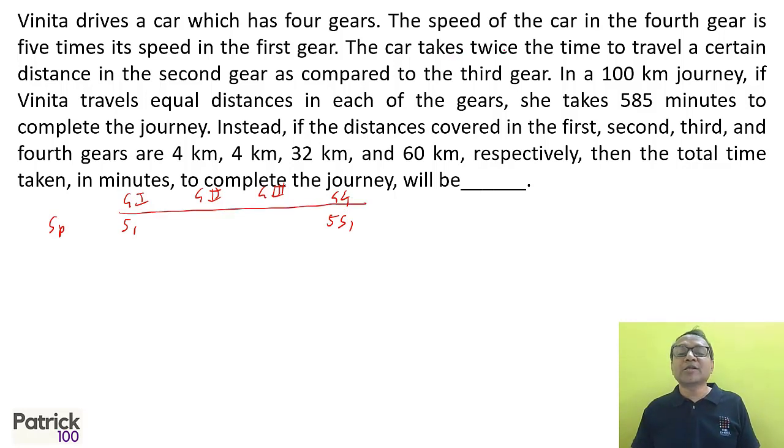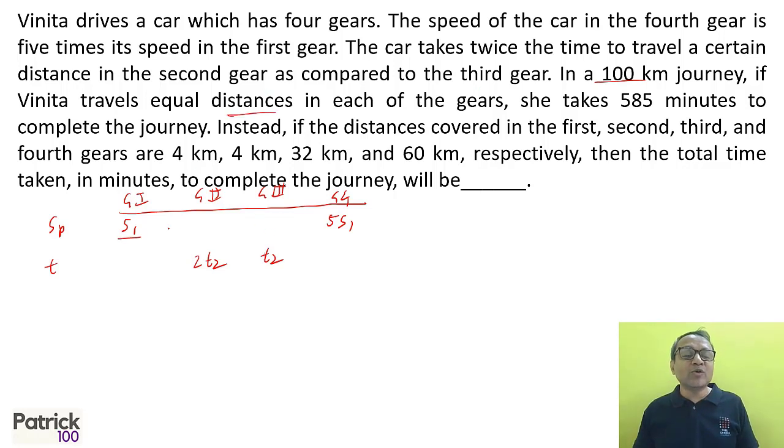And a car takes twice as much time to travel a certain distance in 2nd gear as compared to 3rd gear. So if I take the time taken in 3rd gear as T2, the 2nd gear takes twice the time, 2T2. Let's say they travel equal distance, the same 100-kilometer journey.